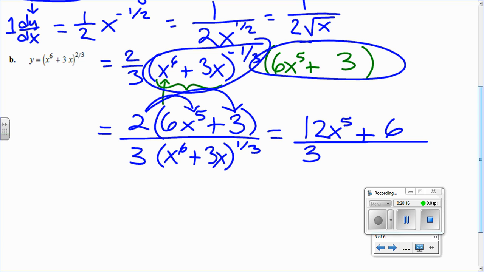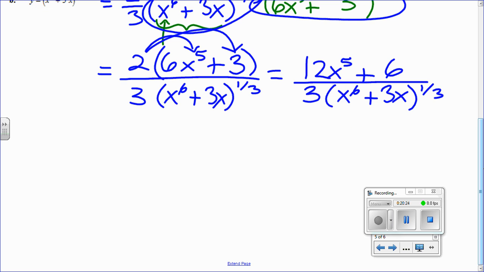Yeah, and also here with this 3, we could actually divide to simplify it a little further. So the 3 will divide the 12, that would be 4x to the 5th. But it will also divide the 6, so that will be 6 divided by 3 is? 6 divided by 3? 2.